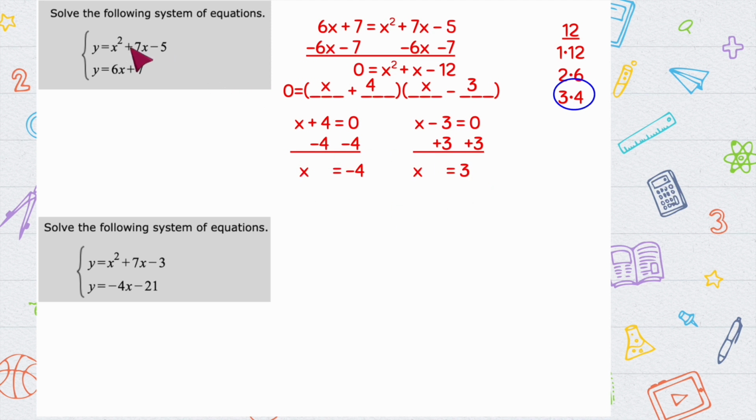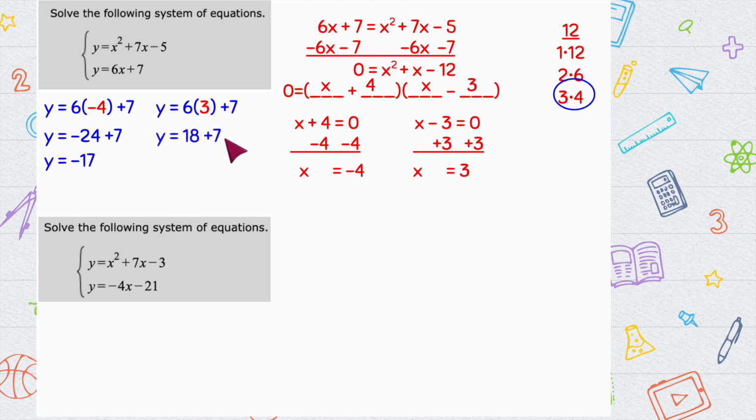Now I have to go and take the linear function, and I need to plug these in to find the corresponding y coordinates. So I've plugged in negative 4 for the first one and positive 3 for the second one. I'm going to have 6 times negative 4, and I get negative 24, plus 7, and I get negative 17 here. So now I'm going to go through this one. 6 times 3 is 18, plus 7, and I get 25. And then -4 and -17, that's my first one, and 3 and 25, that's my second solution.